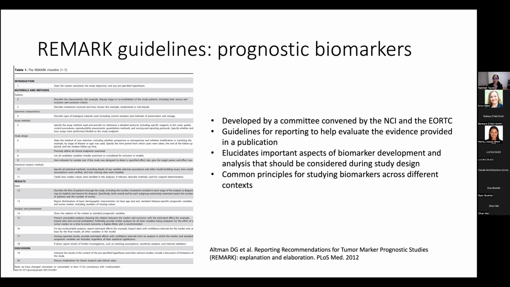By setting out these guidelines for reporting, I think it also elucidates important aspects of biomarker development and analysis that should be considered during the design stage. When you go through this, I'm not going to go through it in detail because it's everything we've been discussing so far. There are common principles for studying biomarkers across these different contexts, so all the things we've been talking about are still applicable no matter the context.